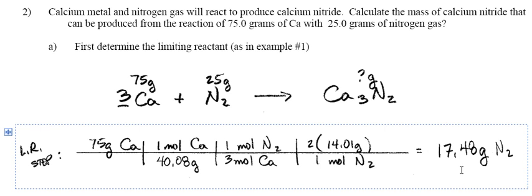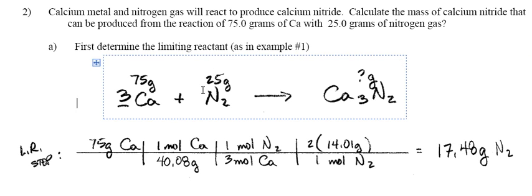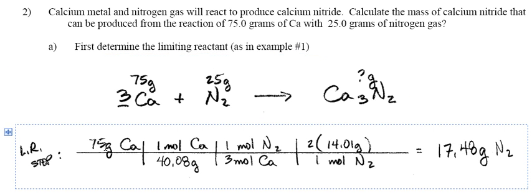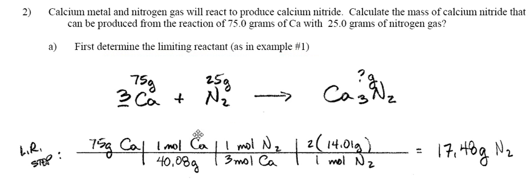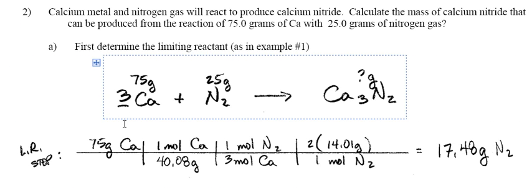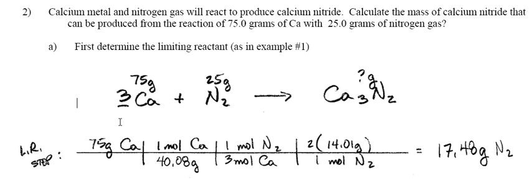And what that means is that if I use all 75 grams of my calcium, I will need at least 17.48 grams of nitrogen. If I go back up to my given information here, I have 25 grams of nitrogen. So again, if I use all 75 grams of calcium, I'm going to need at least 17.5 grams. I have more. So who's my limiting reactant? Hopefully you said calcium, because when this reaction runs to completion, all 75 grams of the calcium will be consumed.